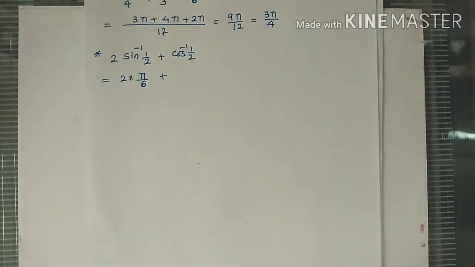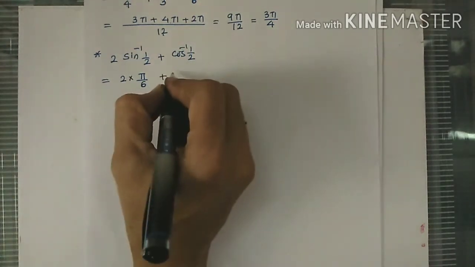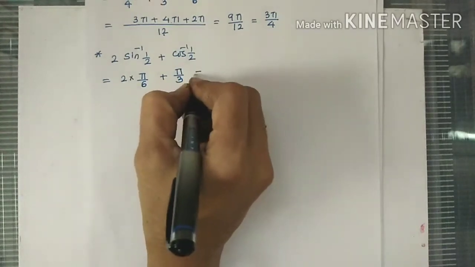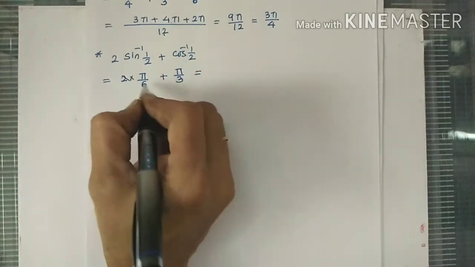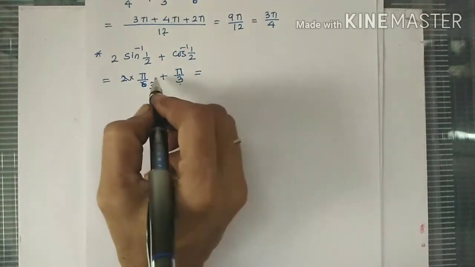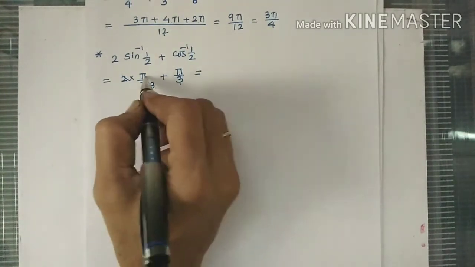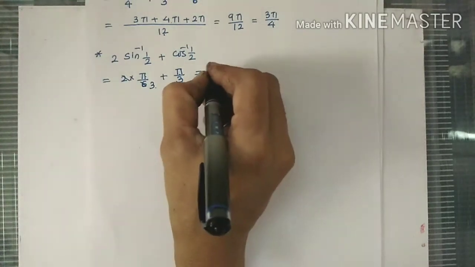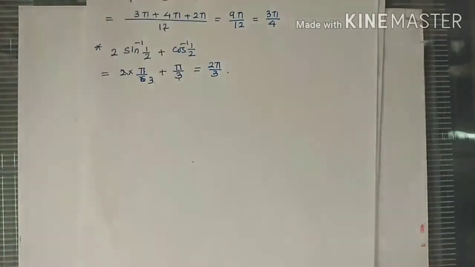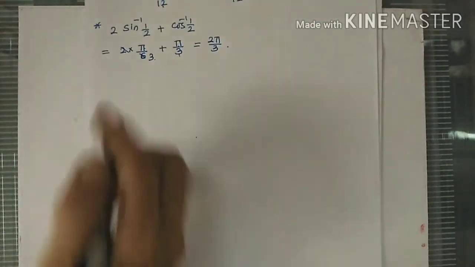So cos inverse of half is the angle for which cosine ratio is half, and that is pi by 3, 60 degrees, that is pi by 3. So this becomes pi by 3. This is also pi by 3. So we have the same term. Denominator is same. So adding the numerators, we get pi plus pi, that is 2 pi by 3. So this value is 2 pi by 3.